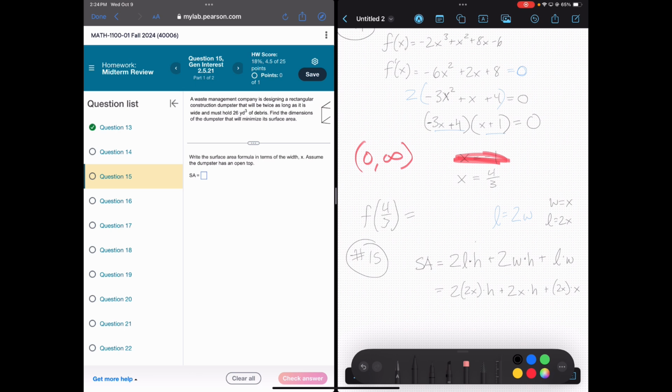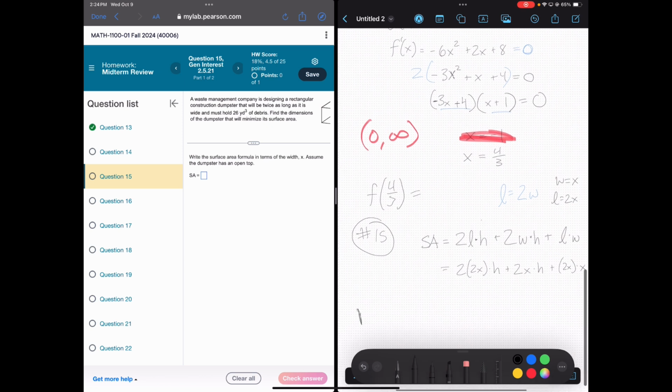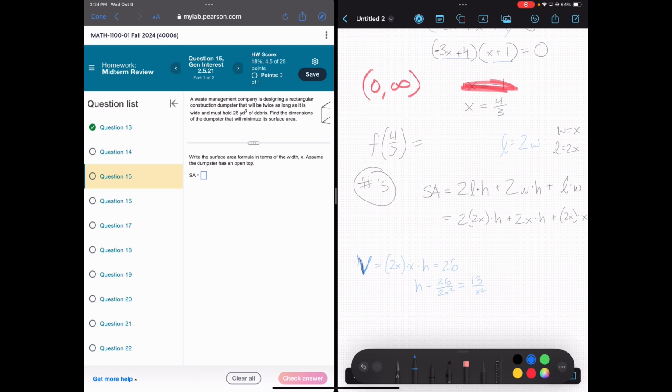So what's my other constraint? It has to hold 26 cubic yards of debris. That is volume. So my other constraint is that the volume, which is length times width times height, 2x for the length, x for the width, and h for the height, has to equal 26. So now I can solve for h, and I get h is equal to 26 over 2x squared, which I can simplify to 13 over x squared. And now that's what you can plug in for h.